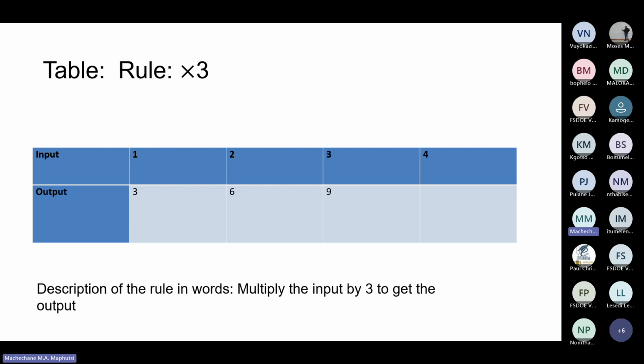Okay? So now, if we have to describe this in words, we're going to say, multiply the input by 3 to get the output, like we did. We multiplied each input by 3 and we got 3, 6, 9.